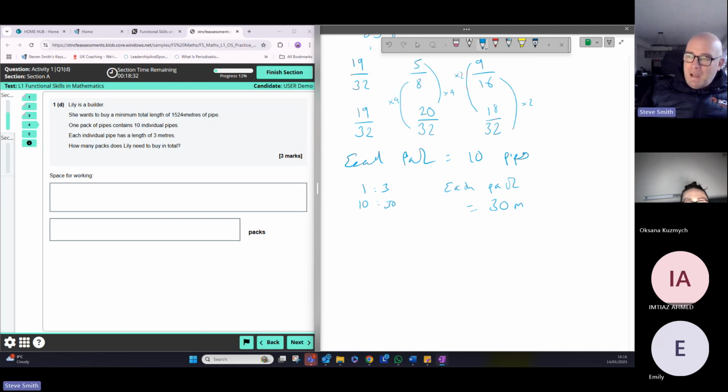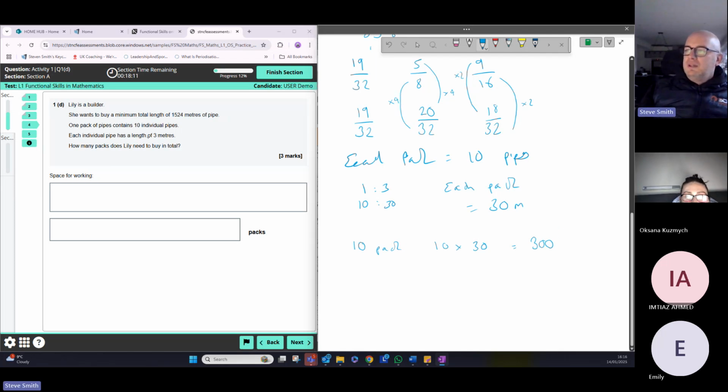And she needs 1,524 meters. If we get 10 packs, we're going to do 10 times 30. So in 10 packs of pipes, it becomes 300 meters. Okay, so we can see here that one pack is 30 meters. So 10 packs is 300.